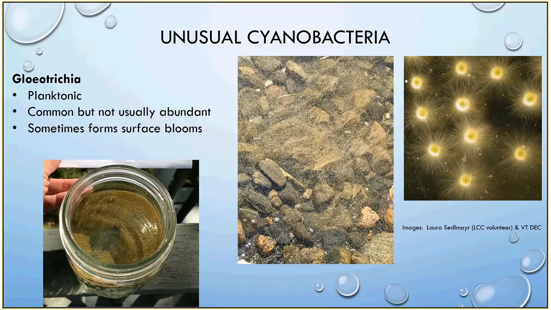The image on the right is a close-up photograph of Gliotrichia. If you were to collect it in the jar and look at it closely, sometimes you can see that it is very fuzzy looking. So it is also a planktonic form. It's common. We see it often in our lakes and ponds, but usually only 1 or 2 or 3 or 4 colonies. Occasionally it does bloom.